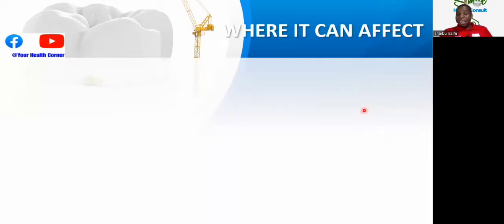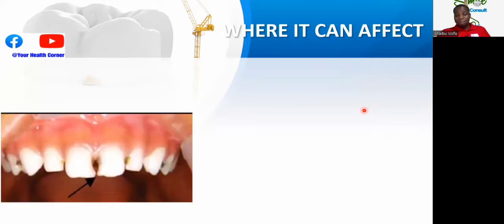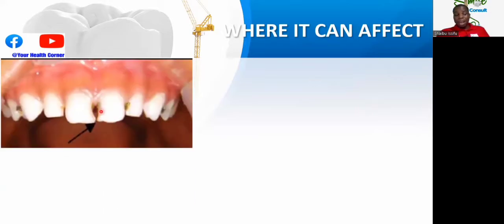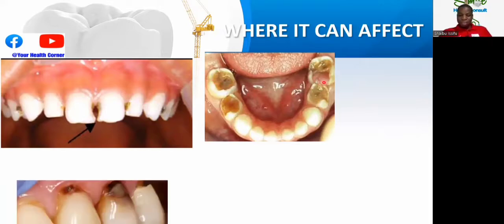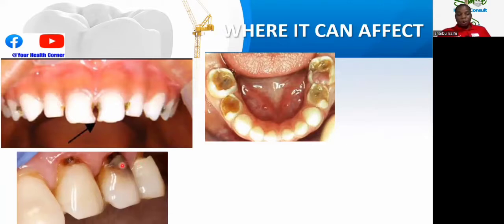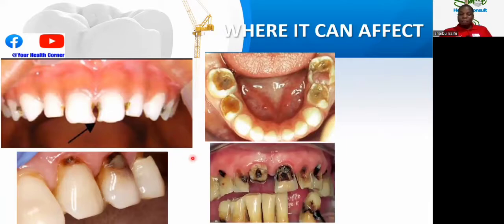It can affect any part of your teeth. So we can have dental caries in between the teeth. We have the posterior teeth that we use in chewing, and these places are the worst affected, the worst hit in terms of dental caries. Then we also have the root caries, where the root, the part entering the bone, can also be affected. Then we also have smooth surface caries, where even our front teeth can be affected. This one is a rampant caries.